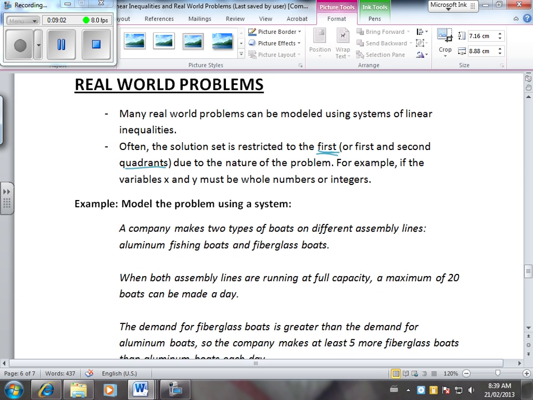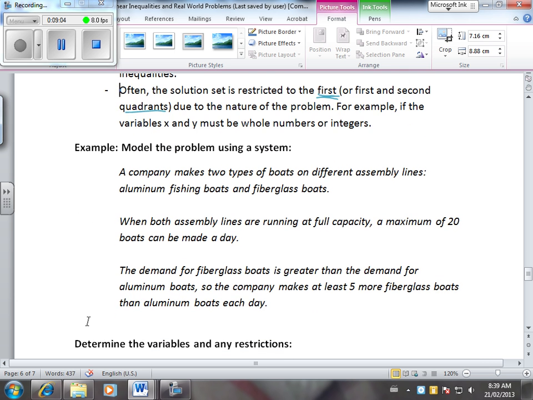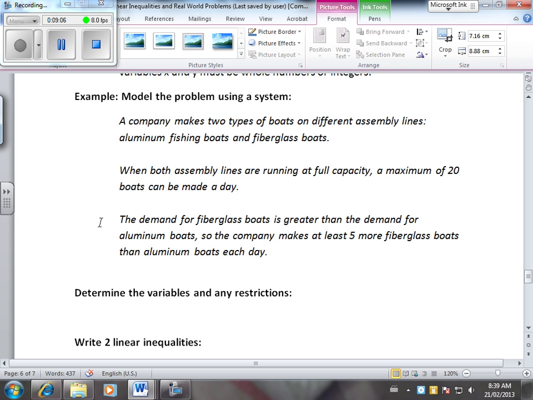So here's an example. A company makes two types of boats on different assembly lines: aluminum fishing boats and fiberglass boats. When both assembly lines are running at full capacity, a maximum of 20 boats can be made a day. The demand for fiberglass boats is greater than the demand for aluminum boats, so the company makes at least 5 more fiberglass boats than aluminum boats each day.